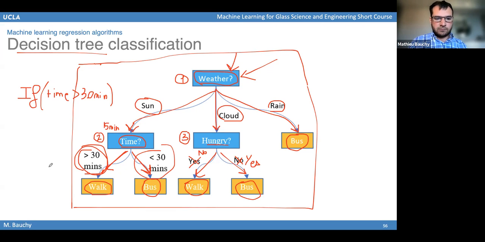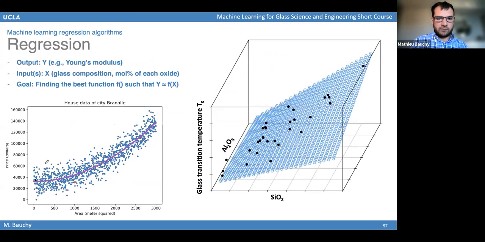Okay. So if there is no question, let's continue. So let's move to the case of regression.